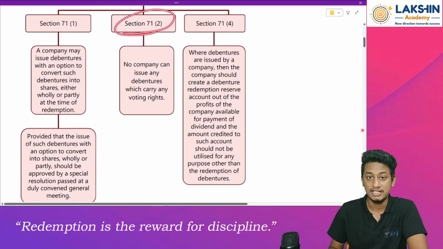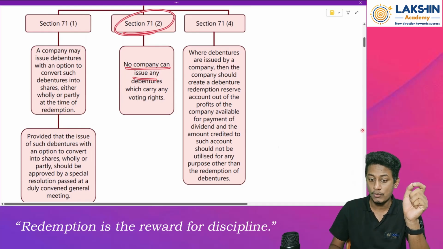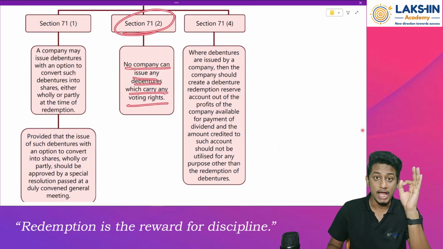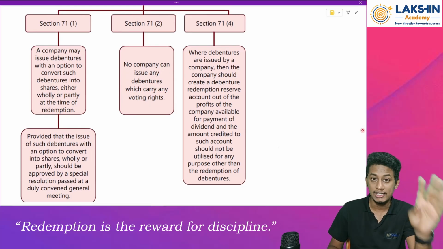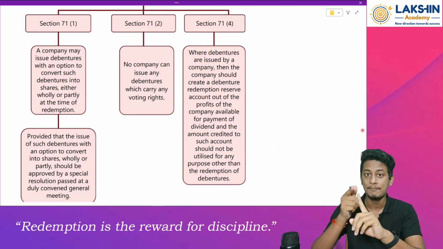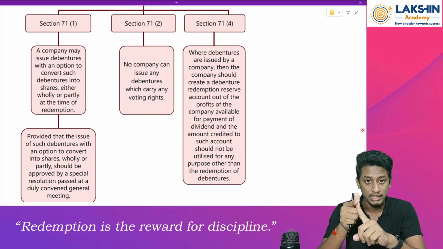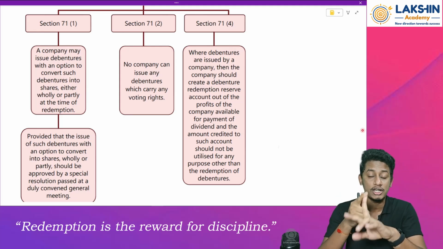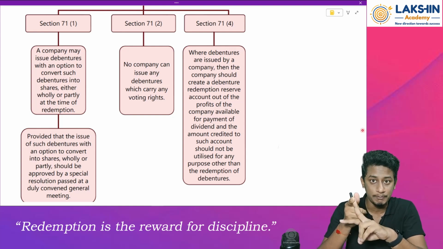Section 71 subsection 2: No company shall issue any debentures which carry voting rights. So a company can never issue any debentures which carry voting rights. Preference shares do not carry voting rights, and debenture holders will also not carry any voting rights, because these people are the lenders of the company. These people are not the owners of the company.